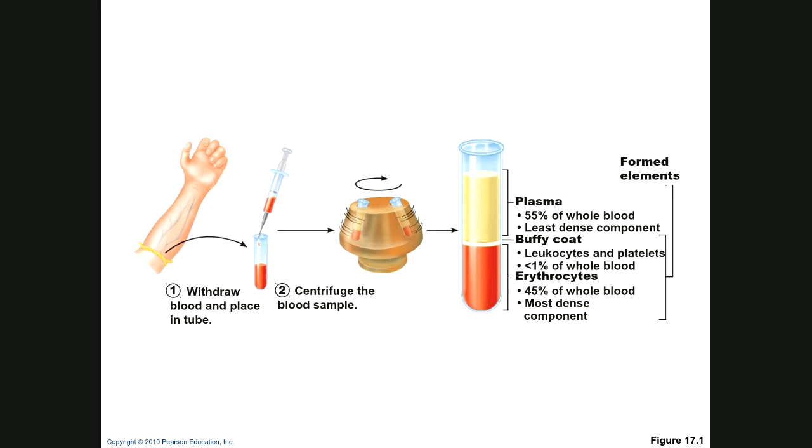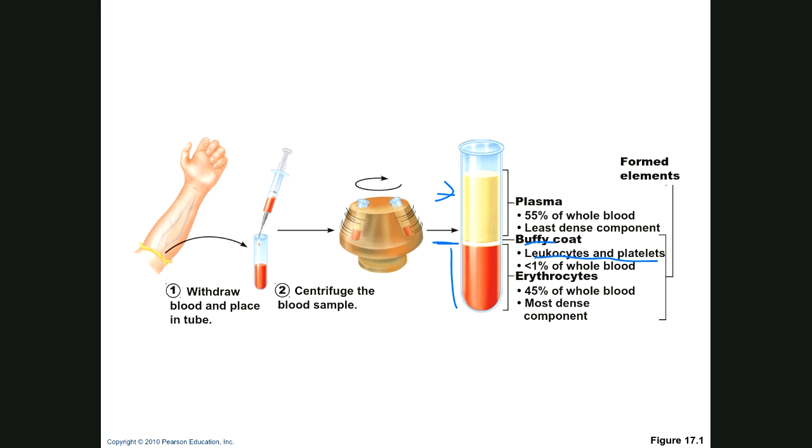When pulling a blood sample, if you put an anticoagulant in it and spin it down, you will have 3 layers. The lower layer will be your erythrocytes. This middle layer, which is almost difficult to see, is your buffy coat. It consists of leukocytes and platelets. The plasma will be the top portion.